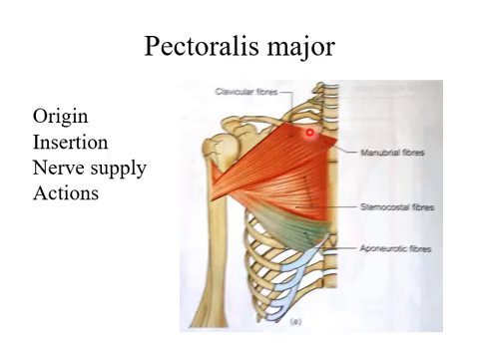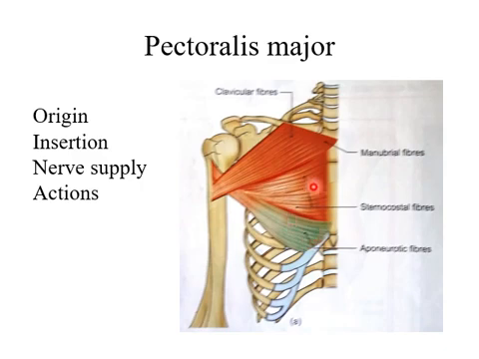So clavicular fibers arise from the medial 2/3 of the anterior surface of the clavicle. Sternal fibers arise from the anterior surface of the manubrium and the body of the sternum laterally. Costal fibers arise from the costal cartilages from 2nd to 6th costal cartilages, and aponeurotic fibers arise from the aponeurosis of external oblique muscle. External oblique muscle is the muscle of abdomen.